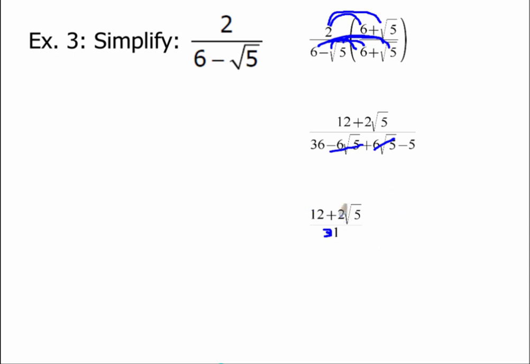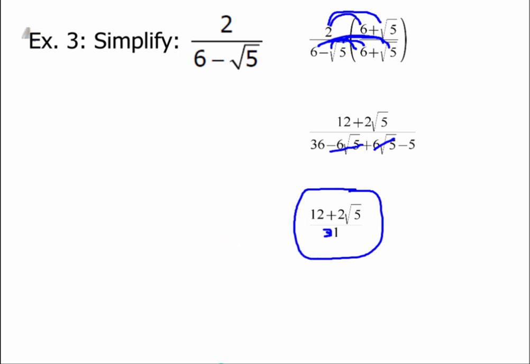All right, so I've got 12 plus 2 square root of 5 all over 31. If I look at this, I don't think I can do any sort of simplifying any farther. So that is just my answer. I've got the square root out of my denominator, so I'm all good to go. And I can't simplify it any further, so that's my answer: 12 plus 2 square root of 5 over 31.